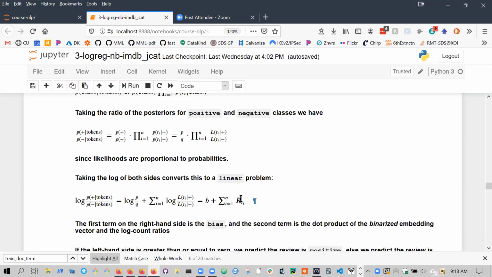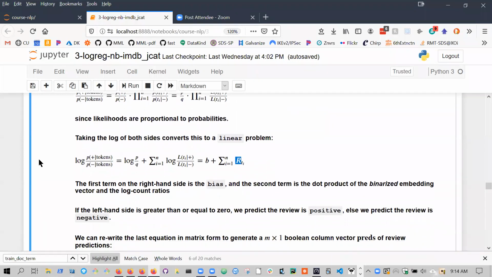And so now you can see why we defined this R, the log count ratio, because it's so convenient, it occurs in this equation. It's the log of the ratio of the token likelihoods for the positive and negative classes. So now we have this log ratio in terms of all the things that we've already calculated. We've calculated B above in the notebook, and we've calculated these log count ratios R. Now let's say a little bit about the left-hand side here.